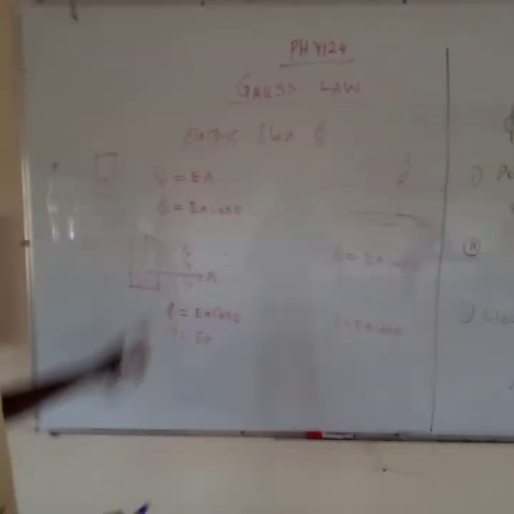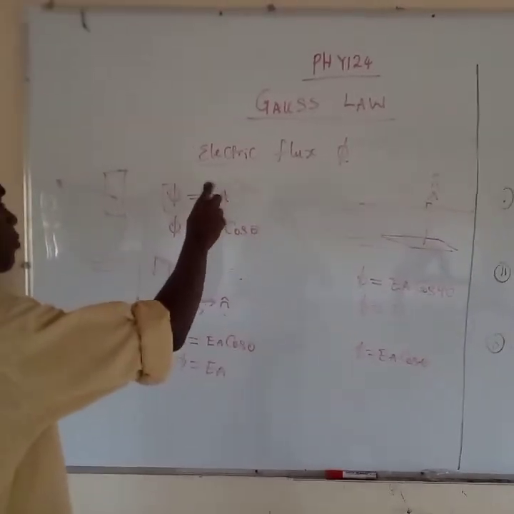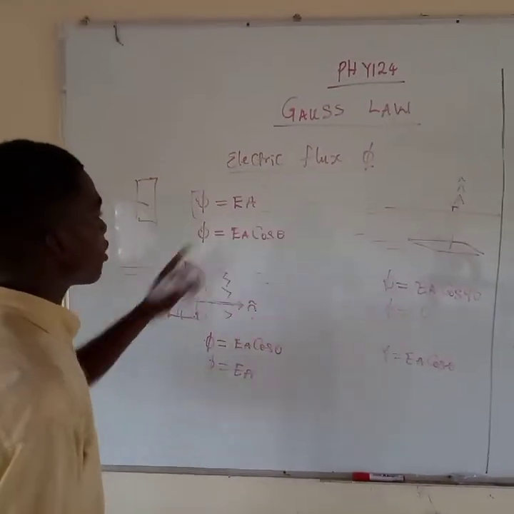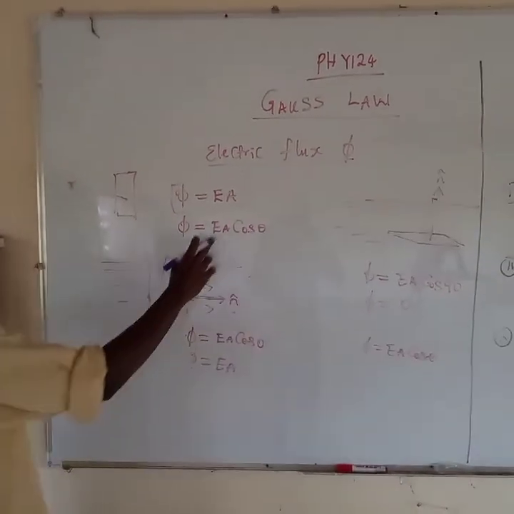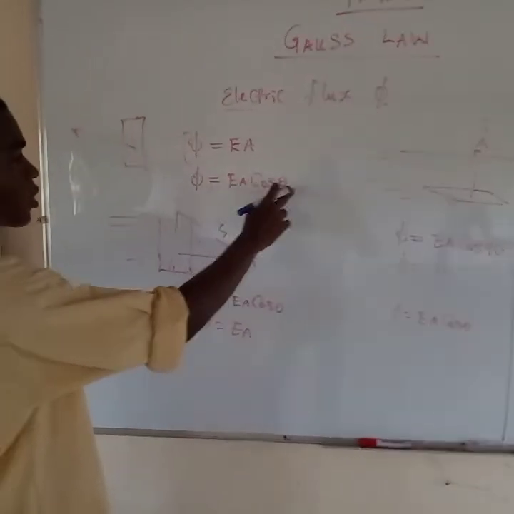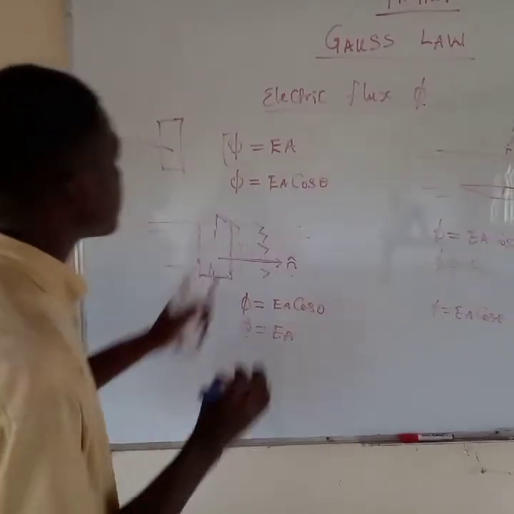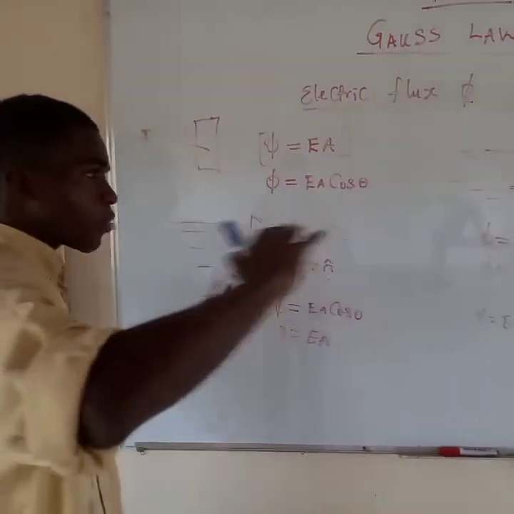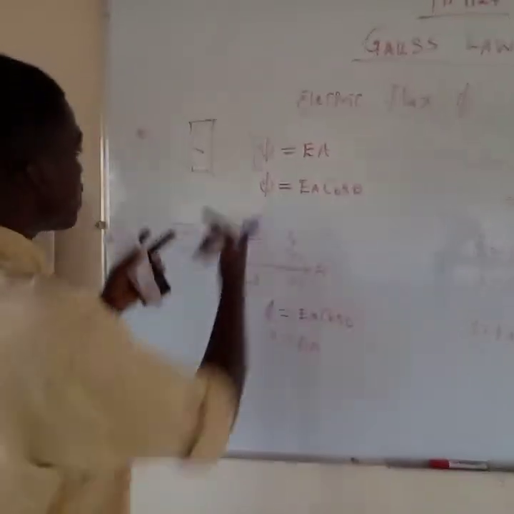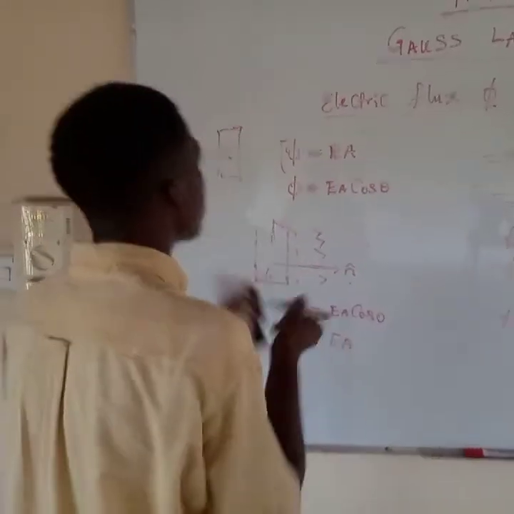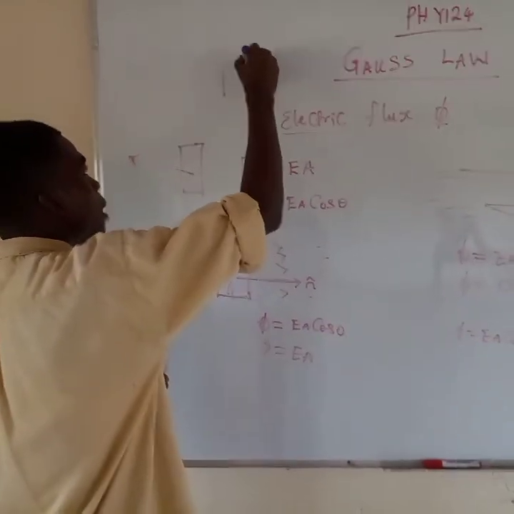Are you getting it now? And it's given by what? Electric field times area. That is flux. Now, what if this flux is inclined? If this flux is inclined, it's called EA cos theta. Now, this theta, you should know that it is the inclination of the field with the normal of the surface, not the surface itself, the normal of the surface. And I told you that the normal of the surface is bringing out a perpendicular line.